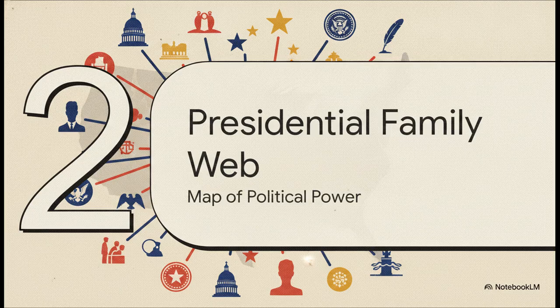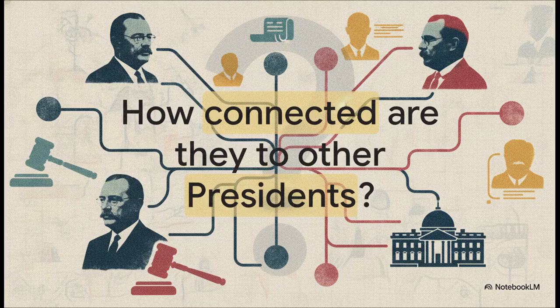Moving right along to Part 2, the presidential family web. Now, the Roosevelts didn't just build an isolated little dynasty. They were woven into the very DNA of the American presidency. It really makes you wonder, exactly how connected is the Roosevelt family to other U.S. presidents? We all know Franklin and Theodore were related. They were fifth cousins, right? But FDR's familial ties extend far, far beyond just Teddy.